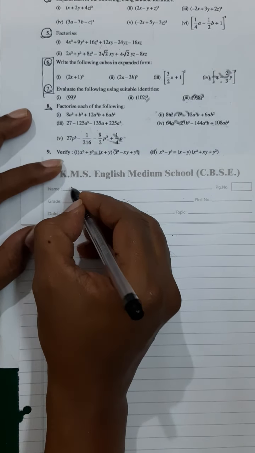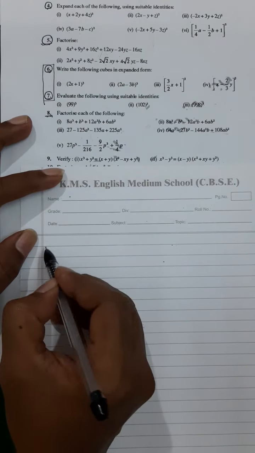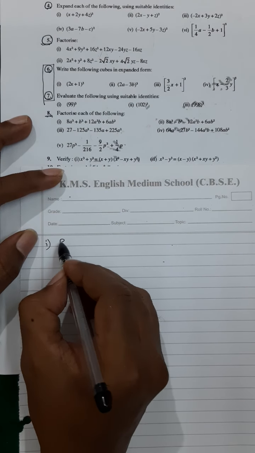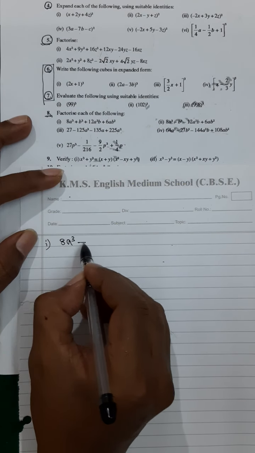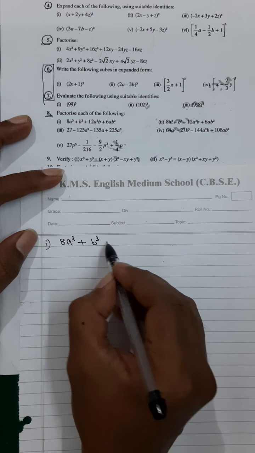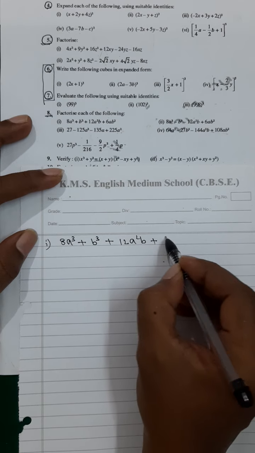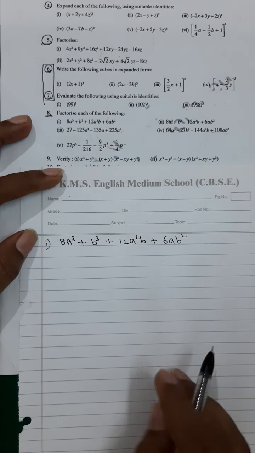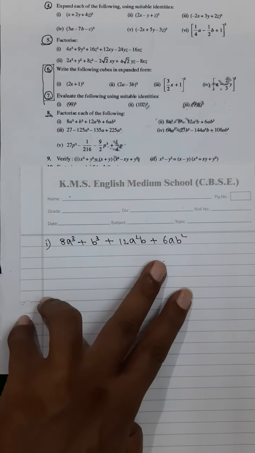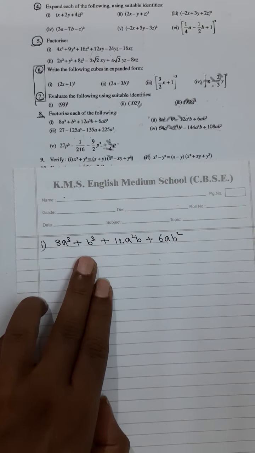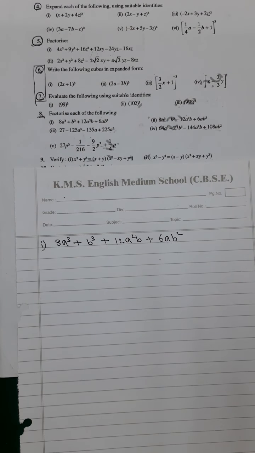See, this question deals mostly with the following. The first one I'm writing down for you: 8a cube plus b cube plus 12a square b plus 6ab square. If you see over here, there are definitely four terms and cubes are there, so definitely this is going to be identity 6 or 7.